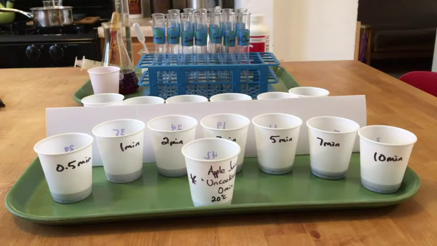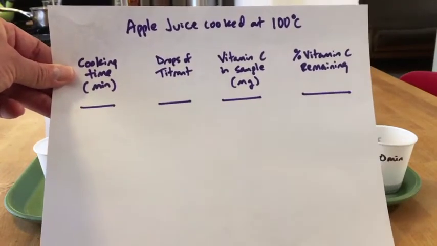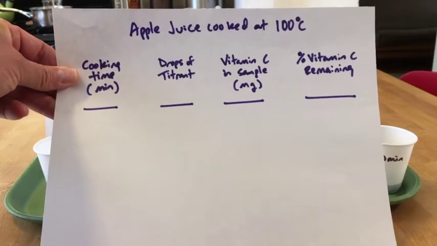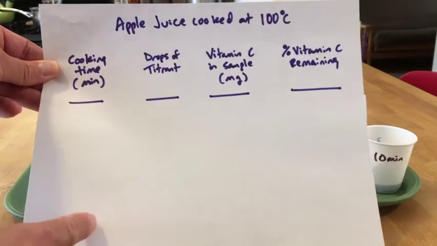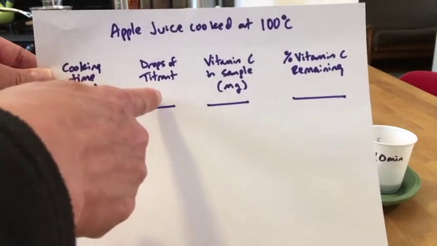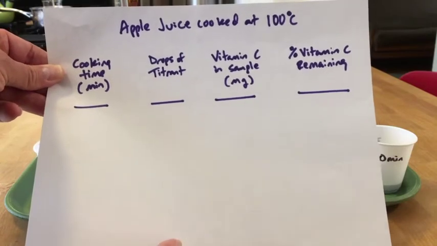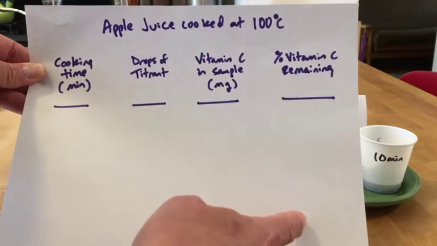Let's look at the results from the two different cooking treatments. So the first one I'll show you, you'll need this data table that you prepared before. This is the one for apple juice that was cooked at the same temperature, 100 degrees, boiling hot, for different amounts of time. So I'll show you how much time each one was cooked, and then I'll show you how many drops of the iodine titrant it took to reach that blue endpoint to measure how much vitamin C there is.